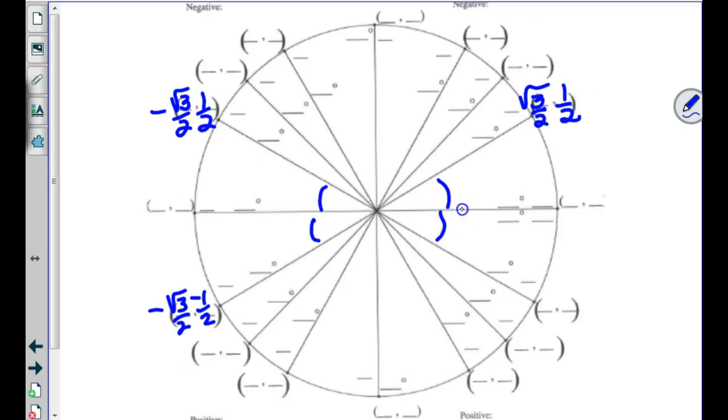Do you see this little bow tie, guys? I went 30 up, 30 up, 30 down, 30 down. So it's this one, square root of 3 over 2 and 1/2. But this time I went to the right and down, so the 1/2 is negative.